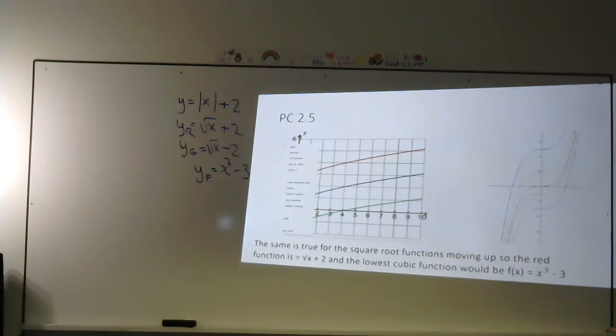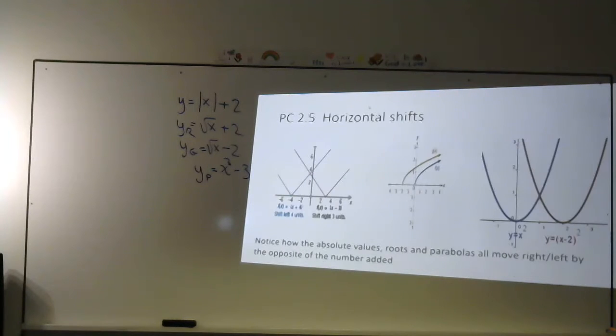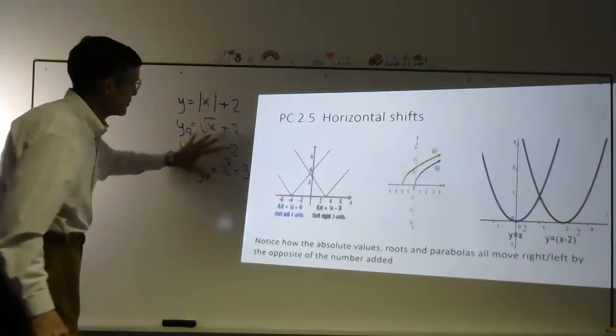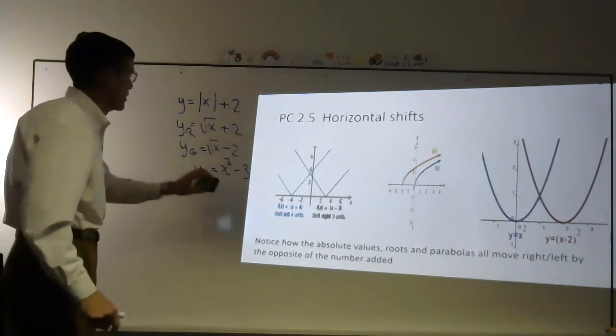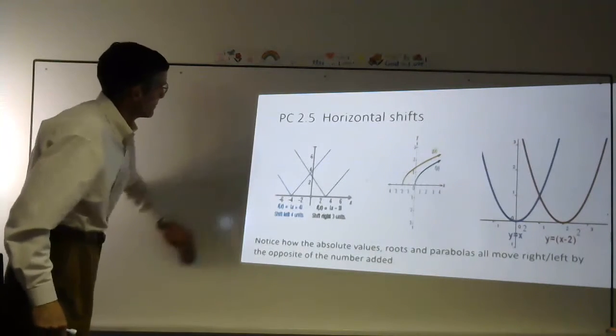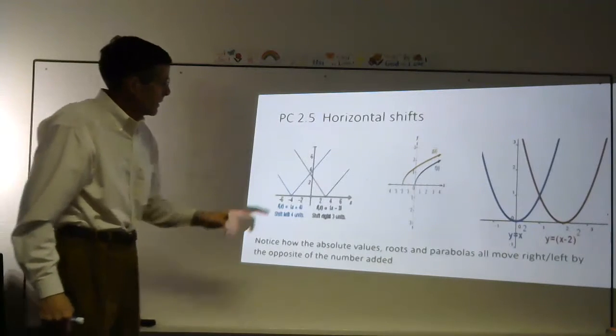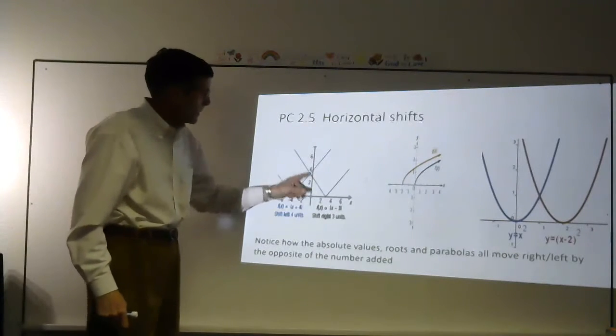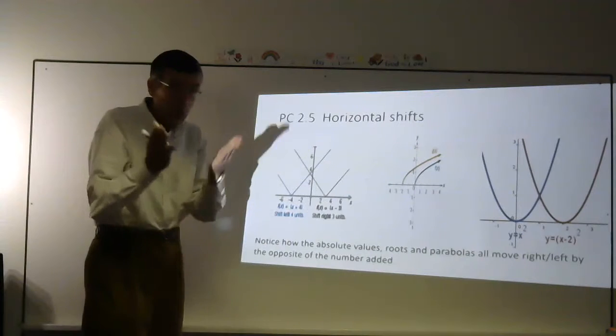Now, why does that do that? All right. How about horizontal shifts? If it was all just as easy as this, but the horizontal shifts are a little tricky. All right. Right here, we have an absolute value, the pointy graph.